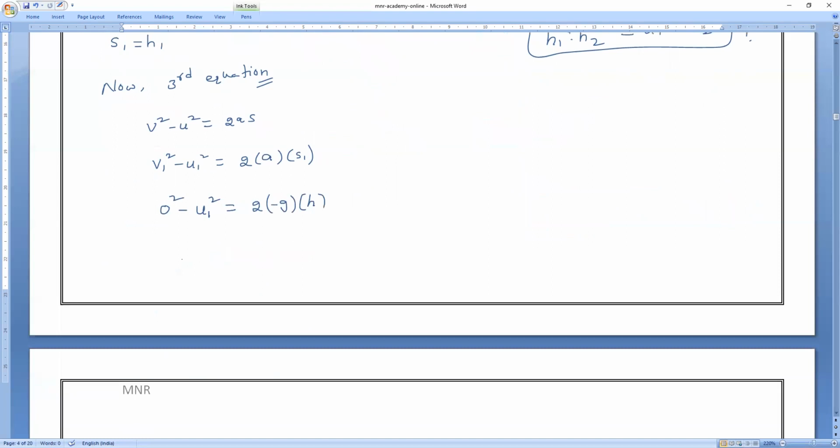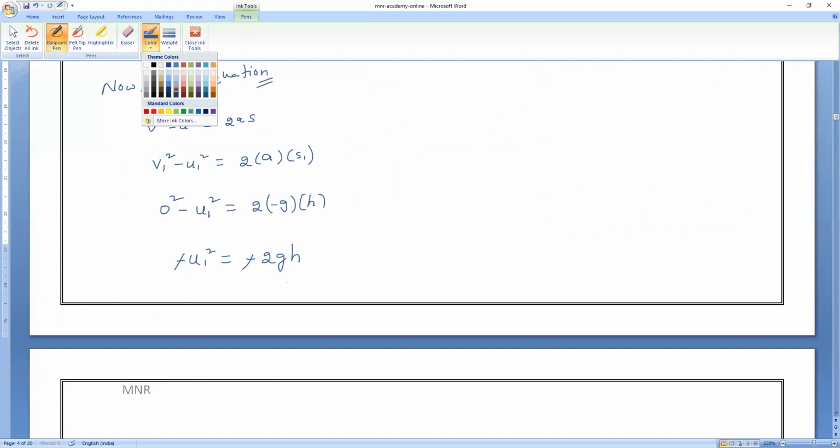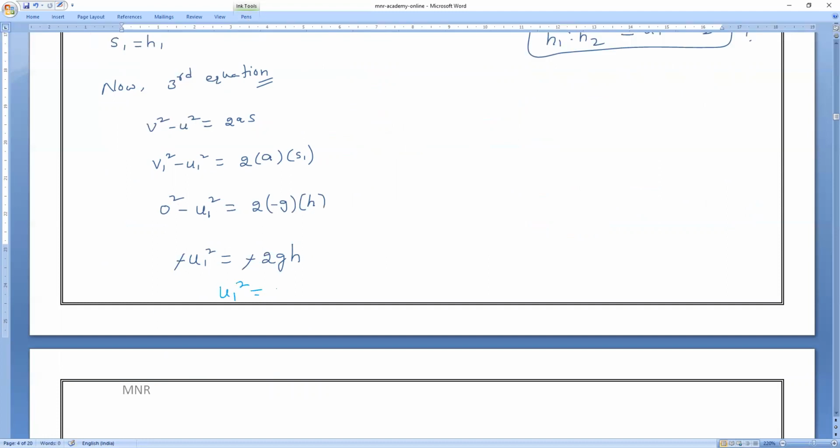Now 0 square will be gone. Minus u1 square is equal to minus 2gh. So minus minus will get cancelled. All of you clear? Respond. So we'll get u1 square is equal to 2gh. Any problem for us? Respond, guys.